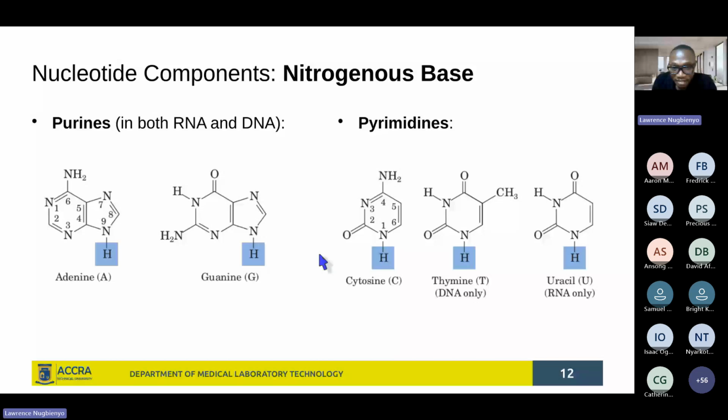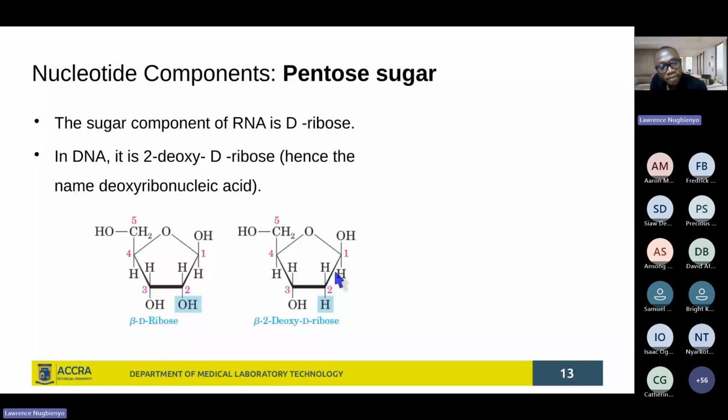Right. Now let's move on to the sugar. We have just looked at the base. So now we go to the sugar, the 5-carbon sugar, the pentose. Now, there are 2 types of sugars that you find in nucleic acid. You have the ribose and you have deoxyribose. And of course, that is where the name is coming from.